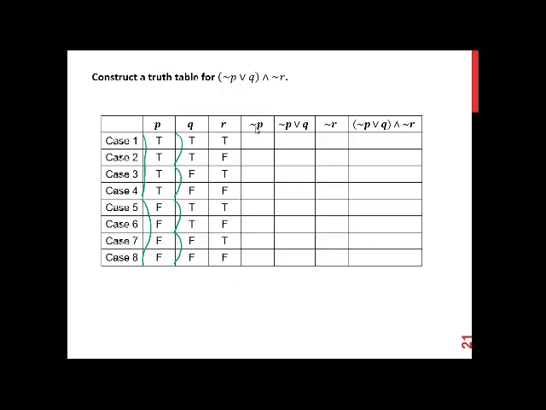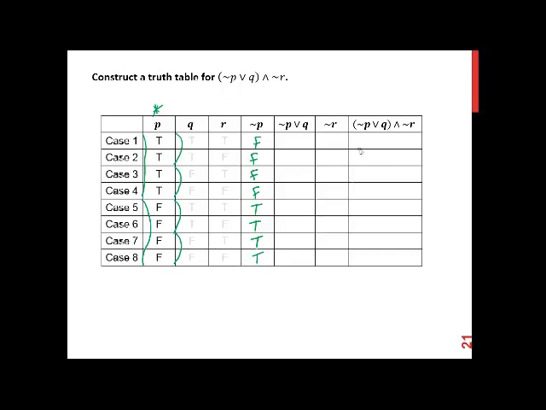Alright, so let's look at not P. We're just going to take this first column and flip it on its head. True becomes false. True becomes false. True becomes false. True becomes false. False becomes true. False becomes true. False becomes true. False becomes true. Alright, we finished with the not P column.